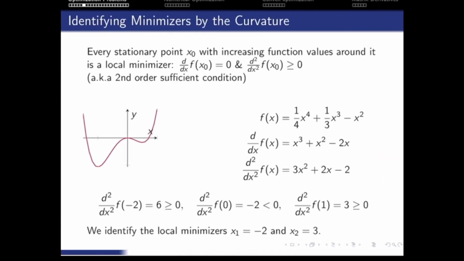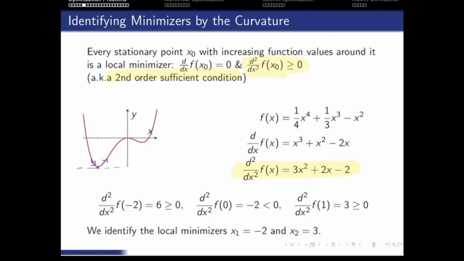Now the question is, which of these candidate minimizers are actually local minimizers, and therefore we check the second order sufficient condition. There we have a look at the second derivative, and then we check if it's larger or equal to 0. So the second order derivative is the gradient of the gradient, or the derivative of the derivative. If you look here at the minimum, then we have a decrease from the left and an increase to the right. And then the second order derivative reflects exactly this.